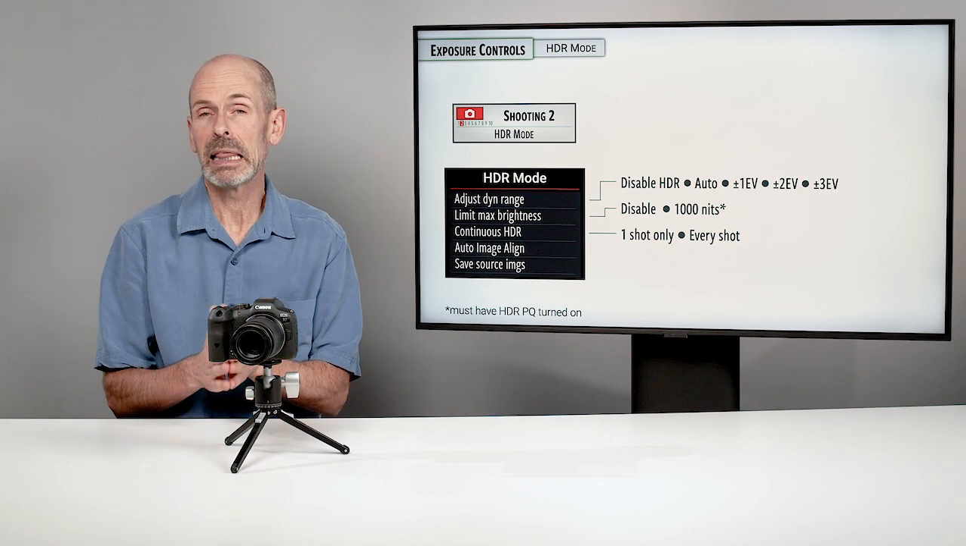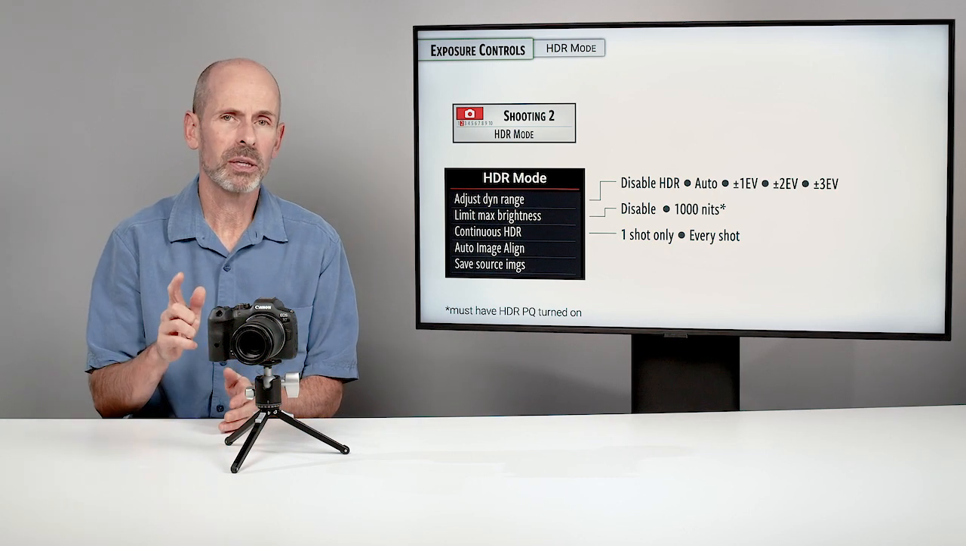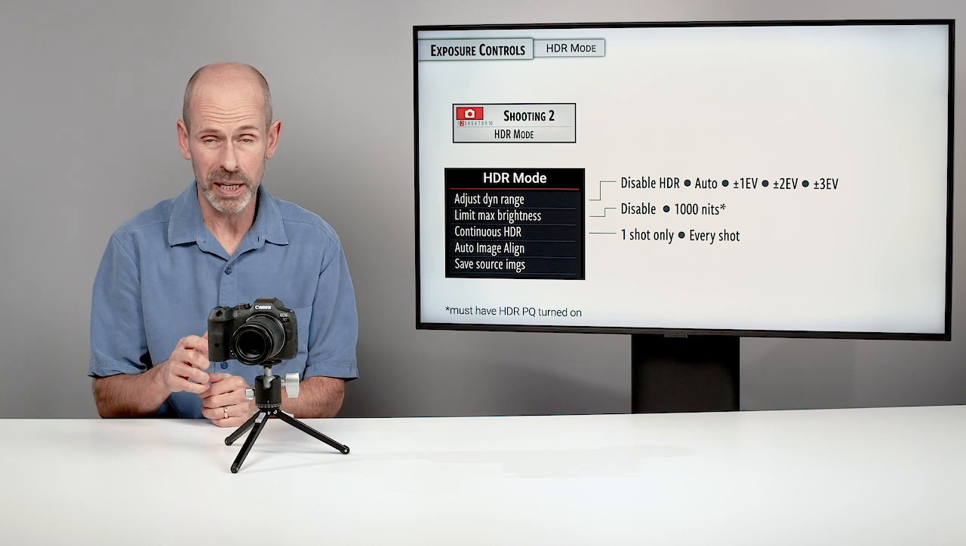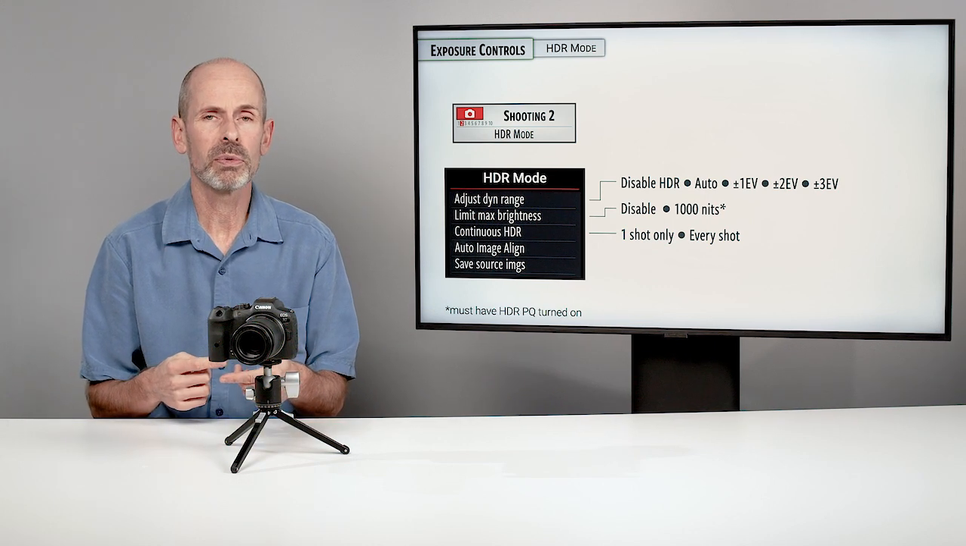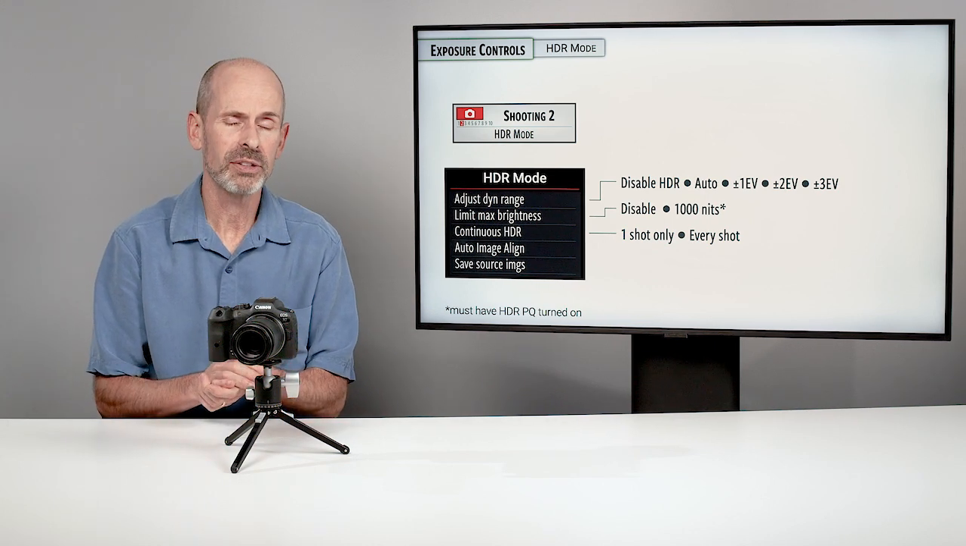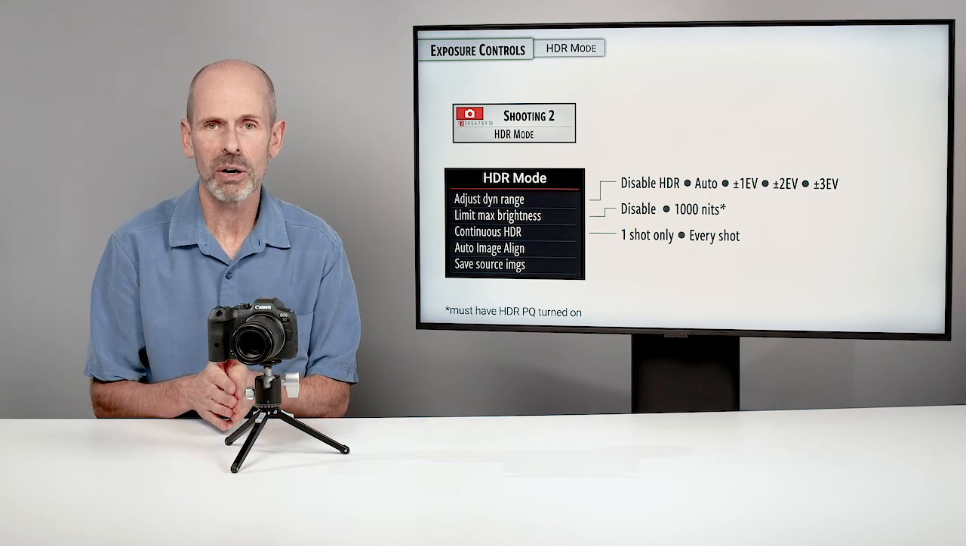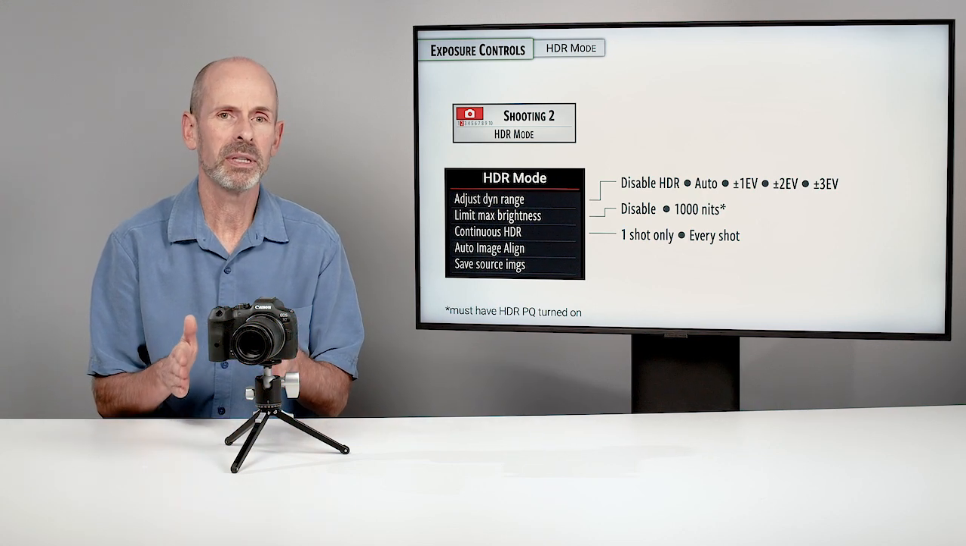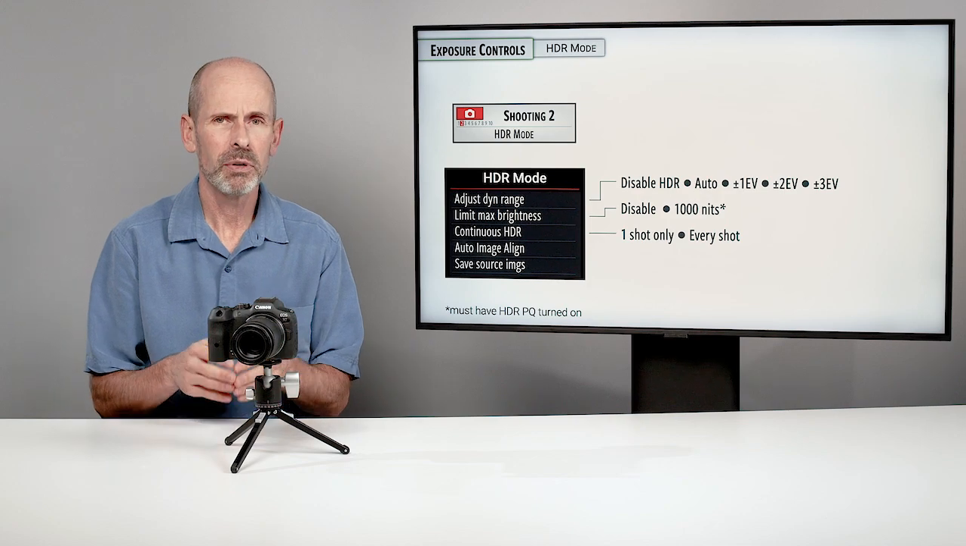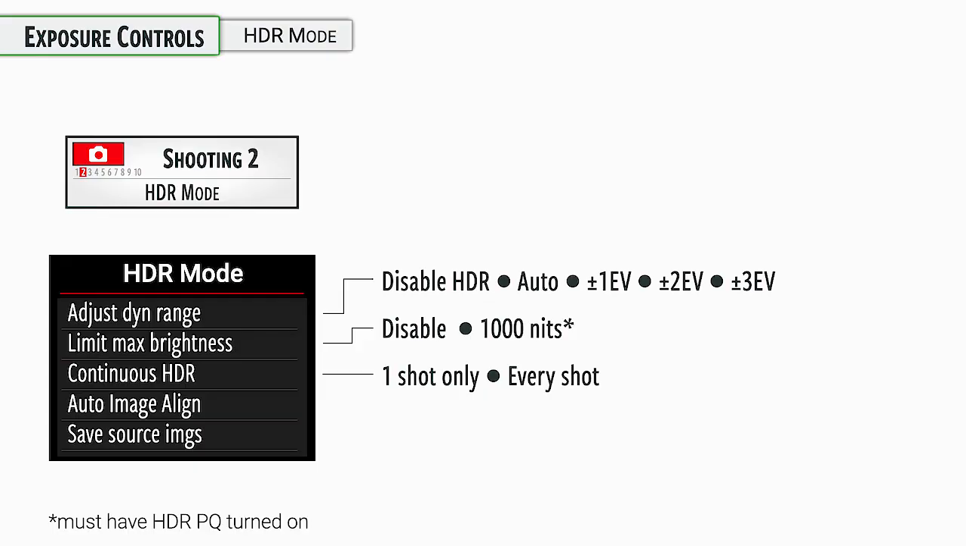Continuous HDR I love, because what happens there is you press down on the shutter release and you hold down on it, and the camera will fire through all the available needed shots in order to make that HDR series. And that way all the shots can happen in the shortest period of time. If you want to deliberately take one after another, you can do so with one shot.